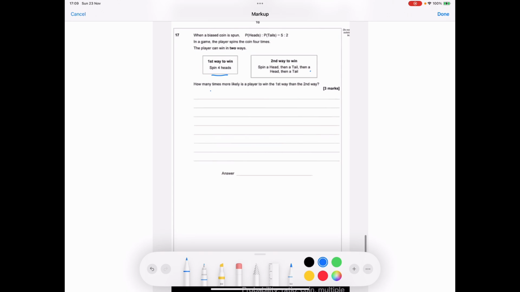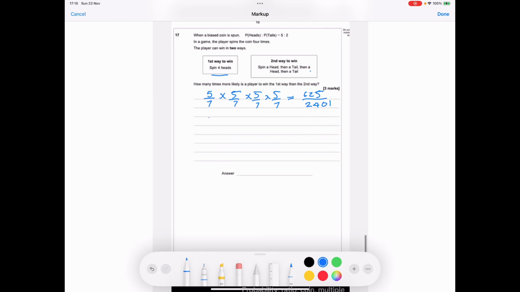So the first way will be 5/7 times 5/7 times 5/7 times 5/7, or 5/7 to the power 4, not 5/77. That equals, wow, 625 over 2401.